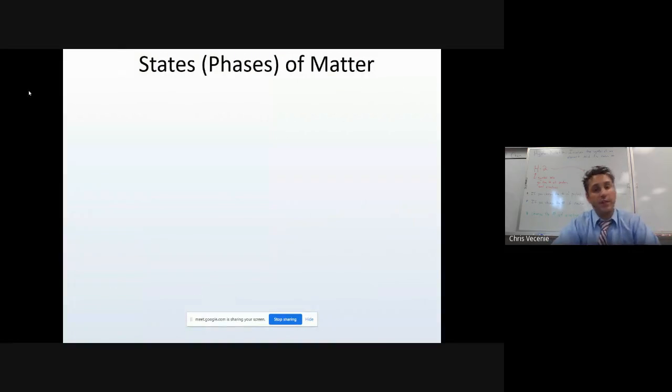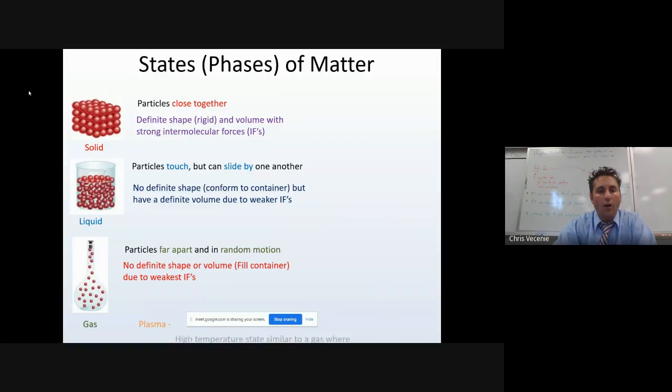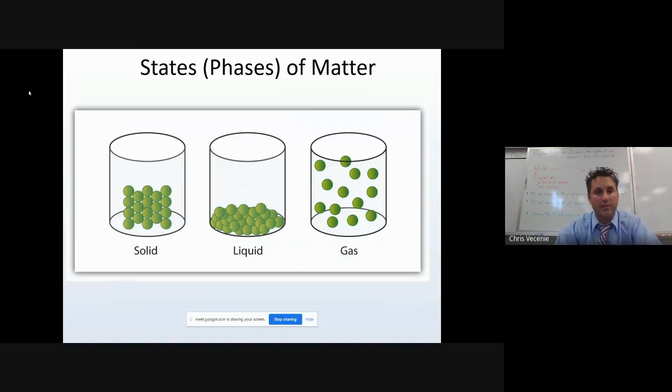All right, so we just finished up talking about states of matter, and we said that everything there is all about how close the particles are. Solids have strong attraction forces, so their particles are close together. Gases have particles far apart because they have the least attraction, and liquids lie somewhere in the middle. So we got those three characteristics. With the solid, we had definite shape and definite volume. With the liquid, we got definite volume but not definite shape, and with gas, we got neither.